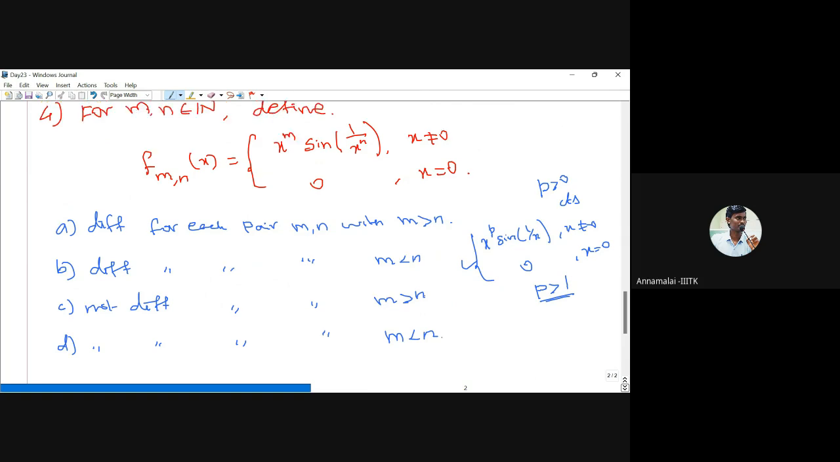So look at our problem. We already know that this is differentiable only when this number is bigger than 1. So definitely that number should be bigger than 1. Don't bother about this number. Now tell me which one is correct.